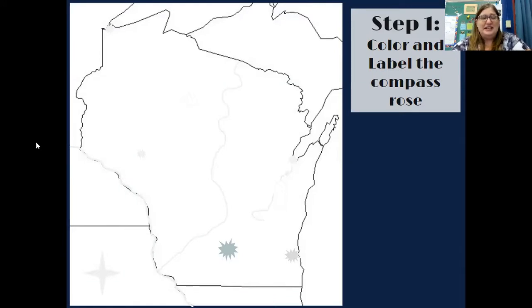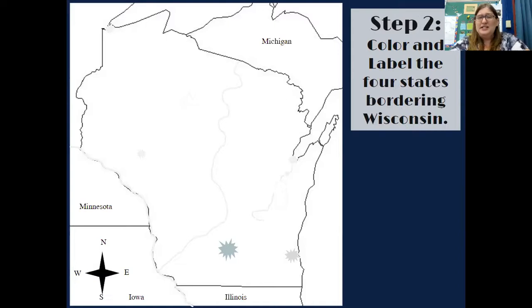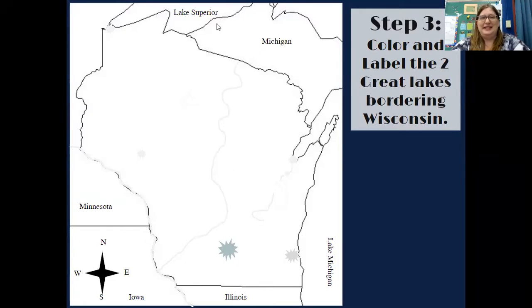So the first thing that we did when we were working together was fill in the compass rose, and we marked north, south, west, and east on the compass rose. And then we labeled the 4 states that border Wisconsin: Michigan, Minnesota, Iowa, and Illinois. Then we went ahead and labeled the 2 Great Lakes that border Wisconsin: Lake Superior to the north and Lake Michigan to the east.